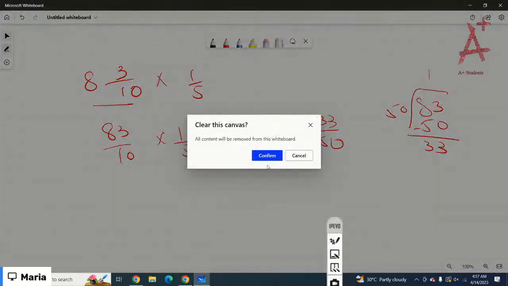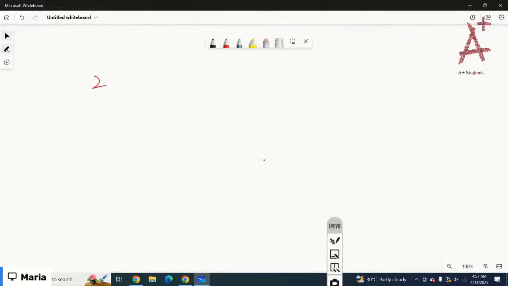2 whole 1 over 6 times 5. That means 5 has a denominator 1. Got it? So 6 times 2 is 12 and 1, 13 over 6 times 5 over 1. So just do cross multiplication. 5 times 3 is 15. 65 over 6. Got it?